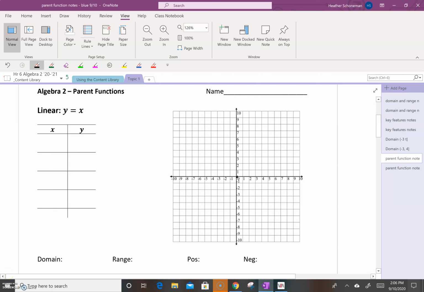These notes are on parent functions. These are things you simply have to memorize. So we're going to learn them and go over them real fast. Today we're making tables, but after today you'll just know the points.